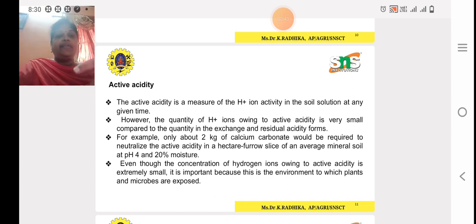These are the points discussed in active acidity. First of all, active acidity is the measure of hydrogen ion activity in the solution at any given time. The hydrogen ion activity is very small compared to the quantity of exchangeable and residual acidity forms. For example, 2 kg of calcium carbonate is enough to rectify the active acidity, even though this low range of active acidity is responsible for the plant and microbe exposure.